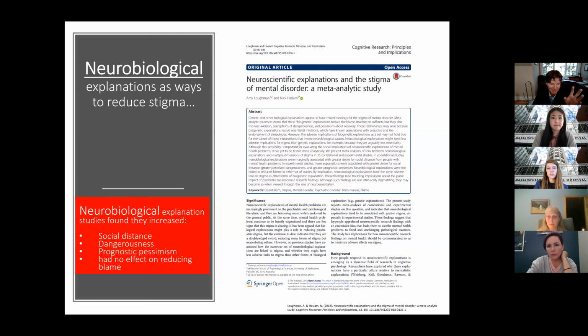Excuse my language there, and it actually found that it increased social distance, perceived dangerousness, and prognostic pessimism. That is to say, that people who have this neurobiological deficit or impact cannot get well.